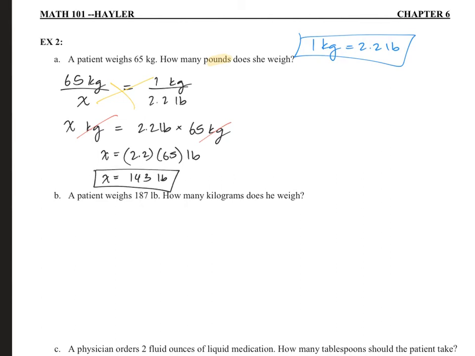If you want to set that up as a ratio, you would do x over 65 kilograms, or this would be one way you could set it up, and then 2.2 pounds to 1 kilogram. I tend to not like this way quite as much, but you could choose that method if you want to.